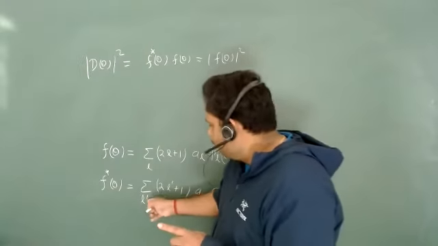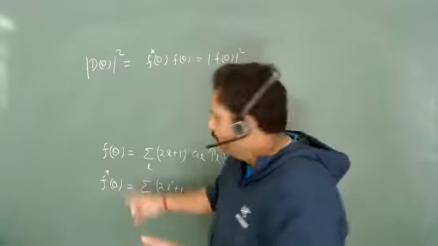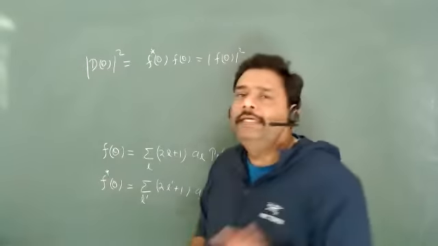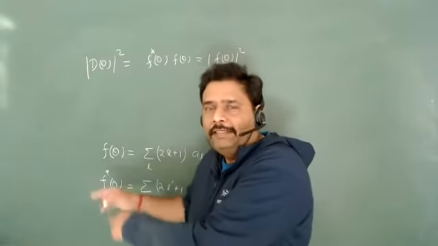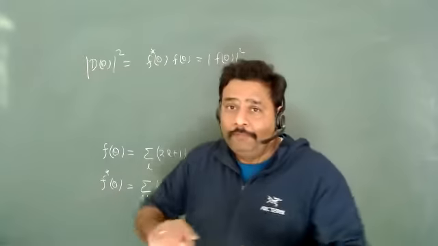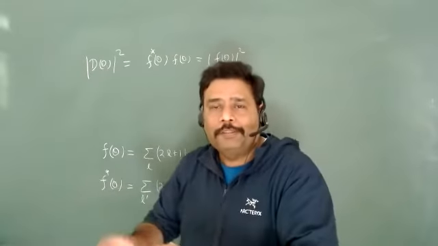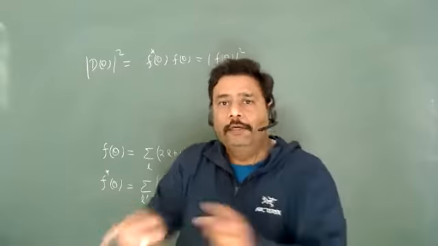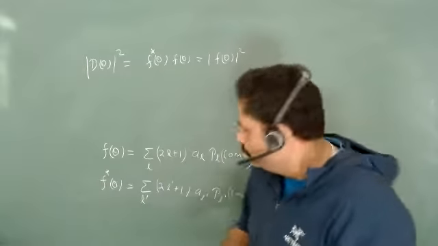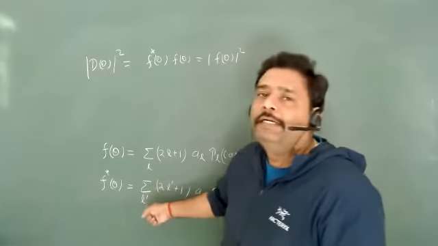If I take this L dash to be the same as L, then if I multiply, what will happen? Only the diagonal terms will be there, isn't it? But we want all possible superpositions: between 1 and 2, 2 and 3, 1 and 3. Then what do we have to do? We have to write this with different indices.